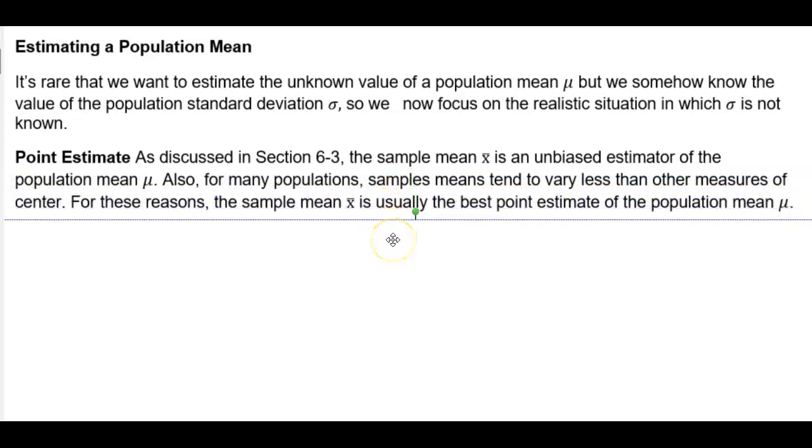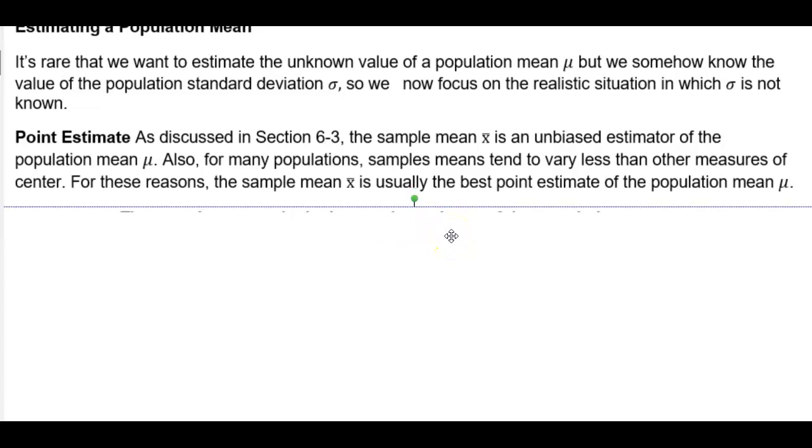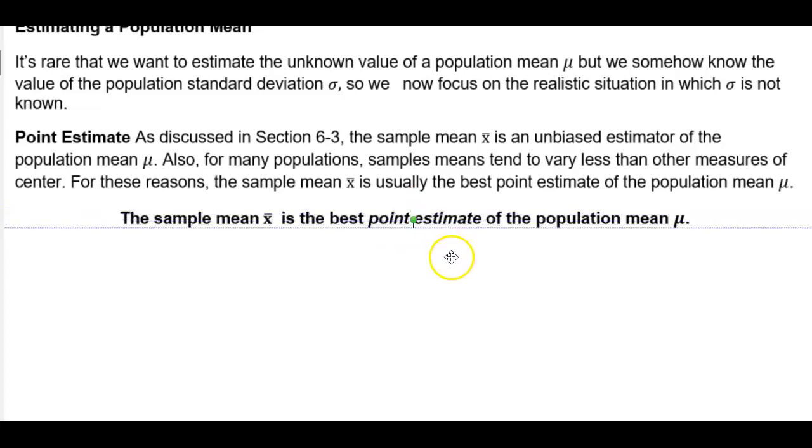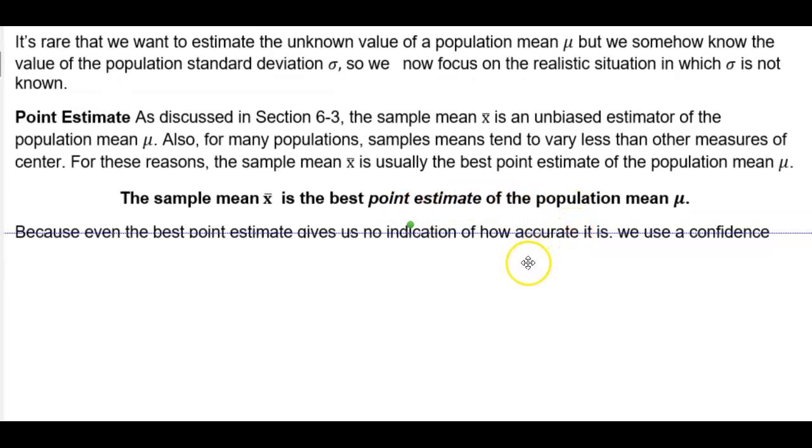Point estimate. As discussed in section 6.3, the sample mean is an unbiased estimator of the population mean. Also, for many populations, sample means tend to vary less than other measures of center. For these reasons, the sample mean is usually the best point estimate of the population mean. So, the sample mean, x bar, is the best point estimate of the population mean.